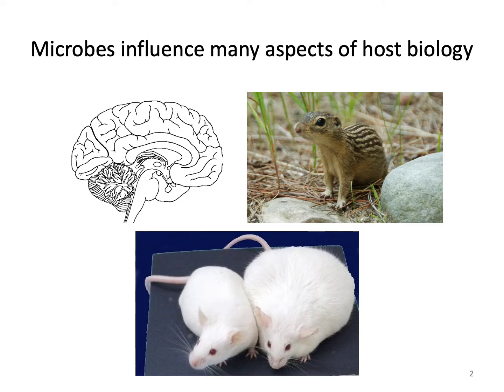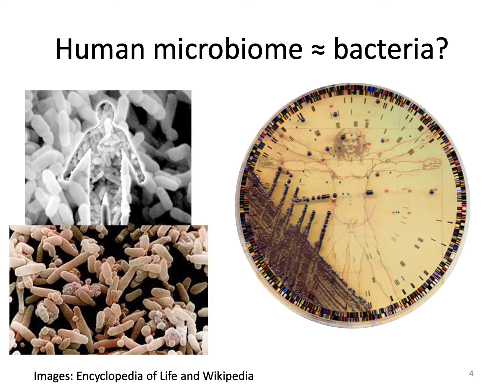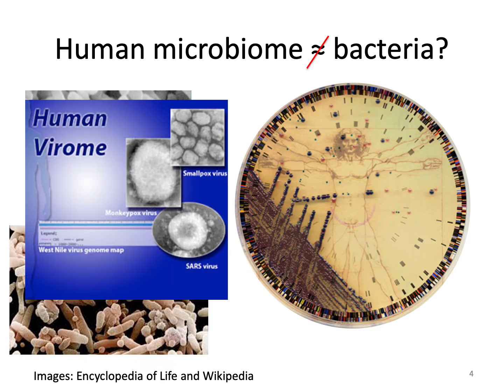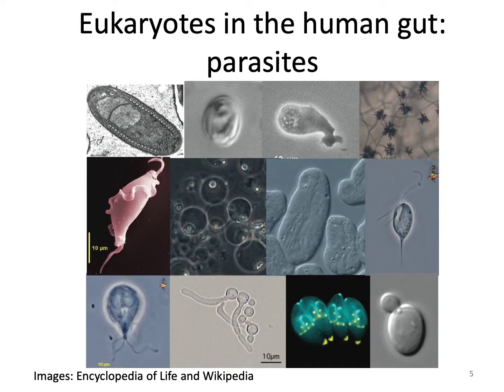So we know at this point that microbes influence many aspects of host biology, including development, traits such as disease and body weight, hibernation. And it's not just mammals, it's not just humans, but microbes are ubiquitous on hosts. All large eukaryotes are colonized by microbes that really influence the fundamentals of our biology. But the human microbiome is not just bacteria. We know there are viruses, and of course eukaryotes that live in and on humans.